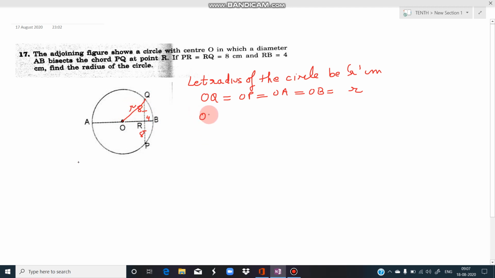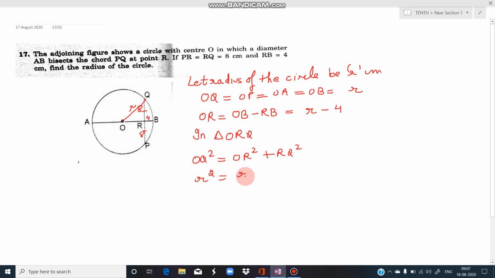Now what will be the value of OR? OR is equal to OB minus RB. OB is the radius, so its value is r, and RB is 4. It means that the value of OR is r minus 4. I take the triangle ORQ and apply Pythagoras theorem. OQ square is equal to OR square plus RQ square. OQ is a radius, OR is r minus 4, and RQ is already given as 8 square.